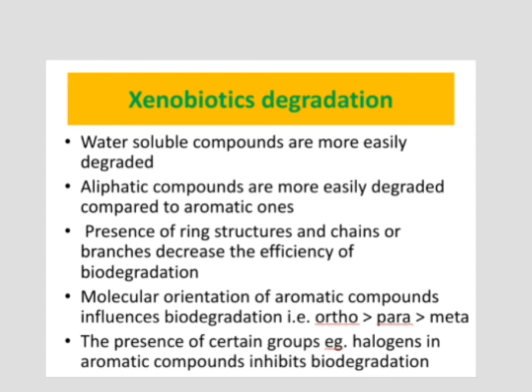The presence of certain groups, for example halogens in an aromatic compound, inhibits biodegradation. So, the position of the functional group and the presence of the functional group also influence xenobiotic degradation. If halogen groups are present, then it will inhibit the biodegradation process.